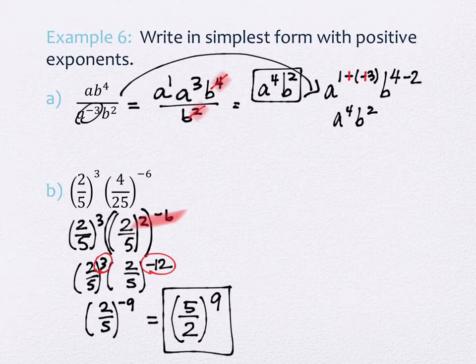And again, our goal is not to figure out what 5 to the 9th is and what 2 to the 9th is. That's not what we're doing. We want it in simplified exponential form. So we're done at that point. You could write it if you wanted to, as an alternate, 5 to the 9th over 2 to the 9th. That would be fine, but you're not trying to multiply it out. Okay? Any questions on that?